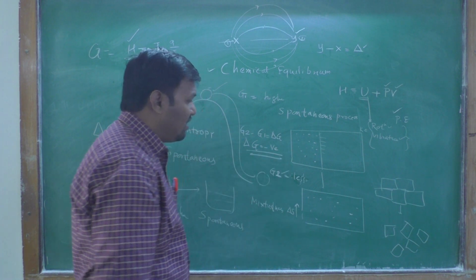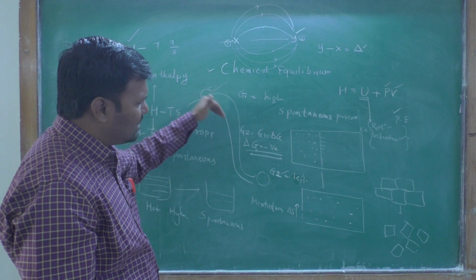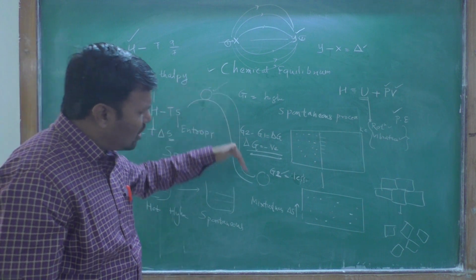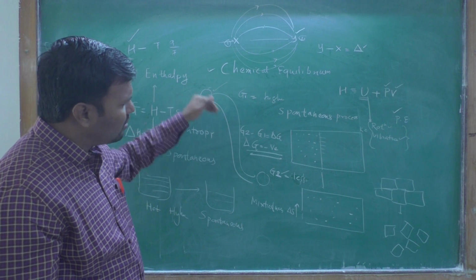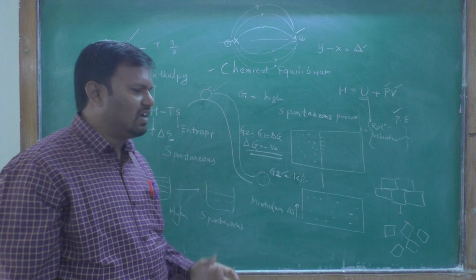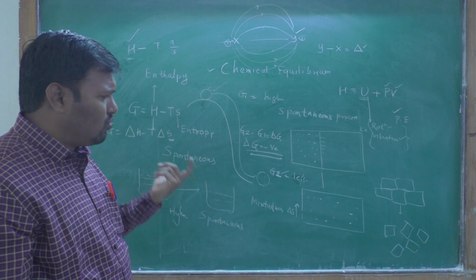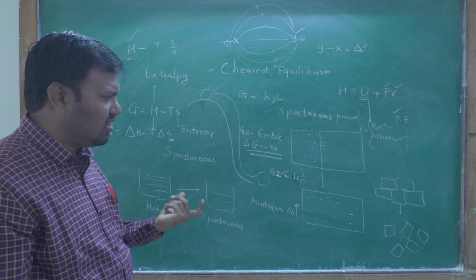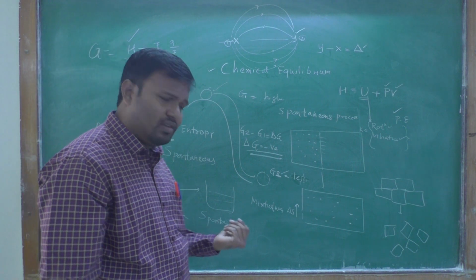By this way you can predict that the process is spontaneous. From the upper side to the down side, the process is spontaneous. Therefore delta G change for this process is negative. Remember that when delta G is negative, the process is spontaneous.